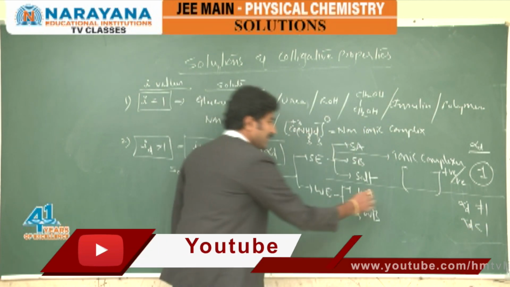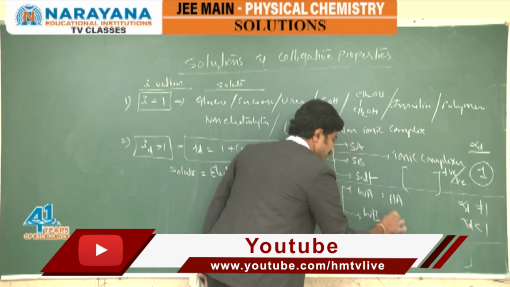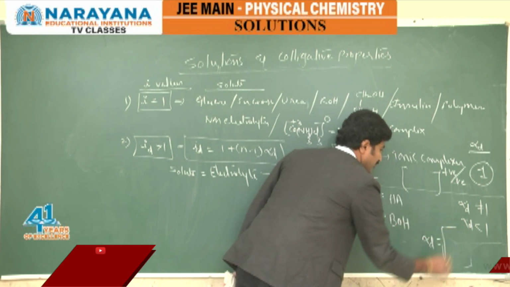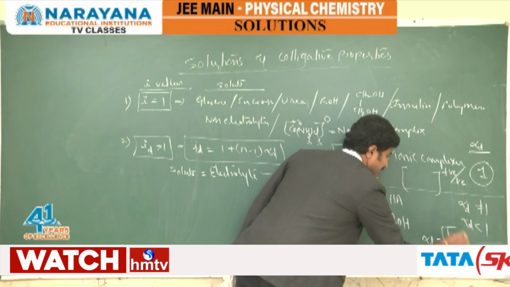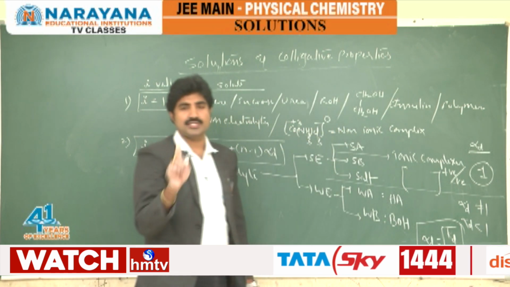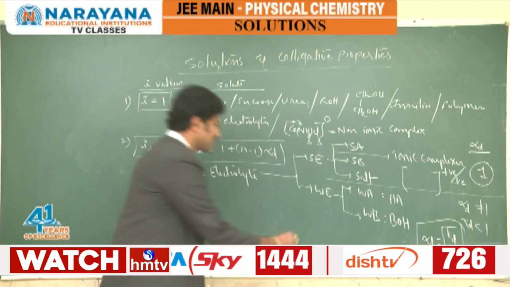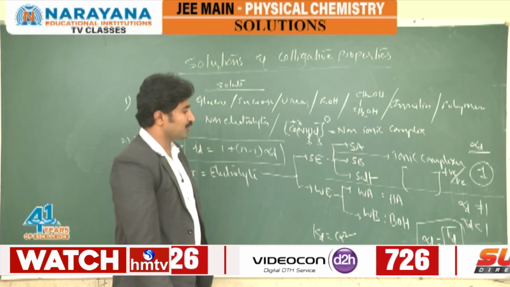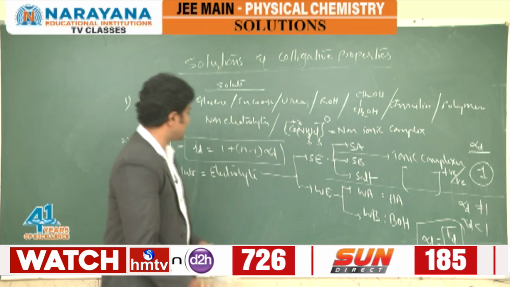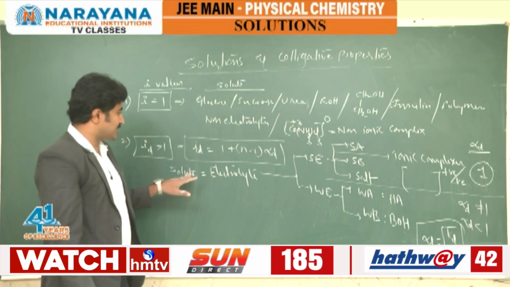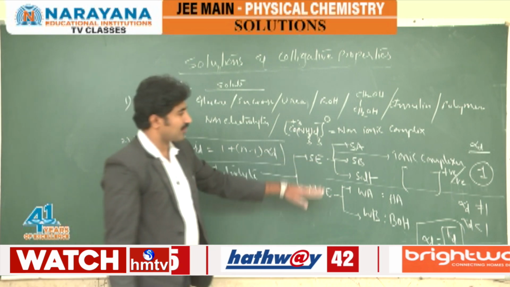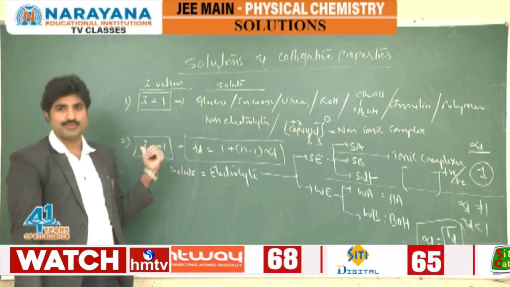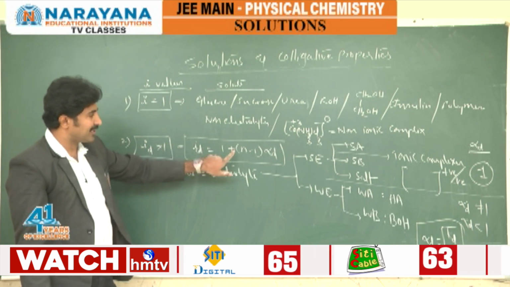For a weak acid HA or weak base BOH, how do you calculate alpha dissociation? Alpha is root over Kd by C. According to Ostwald dilution law, Kd is equal to C alpha square. From this, alpha is equal to root over Kd by C. So finally, if the solute is an electrolyte, strong or weak, under these situations there will be dissociation and i dissociation can be obtained by this.